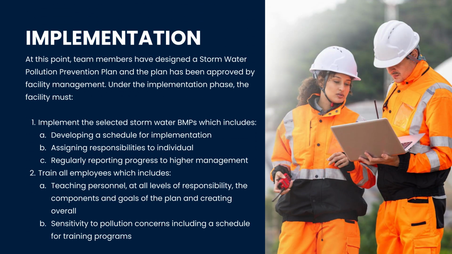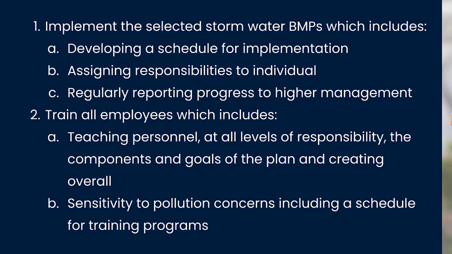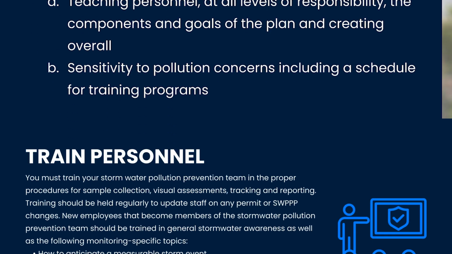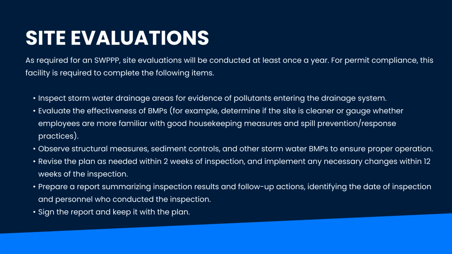Once the SWPPP is approved, the facility must implement it by assigning responsibilities, scheduling activities, and tracking progress. Employee training is also required to ensure everyone understands their role. Stormwater teams must be trained on sampling, monitoring, reporting, and compliance requirements. Training should be ongoing and updated whenever regulations or site conditions change. Facilities must conduct annual evaluations to ensure the plan is effective. This includes inspecting drainage areas, reviewing BMPs, and updating the plan when needed.